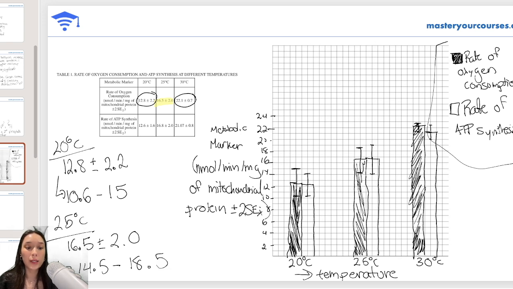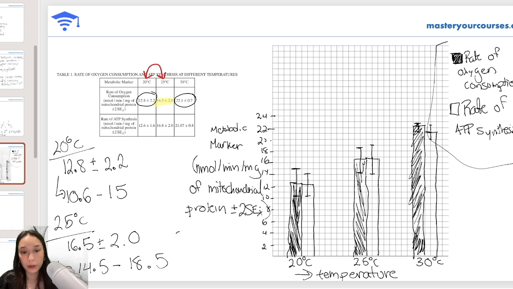So these ones actually do overlap, because this one goes 10.6 to 15 and this one goes 14.5 to 18.5. So they overlap, and what that means is that the distance between them is not significant. So there's no significant difference between 20 and 25 because their ranges overlap. We need to do it for 30 as well, just to double check.